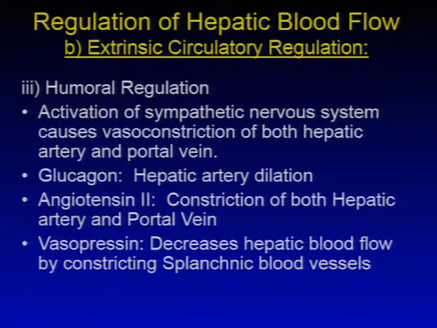Glucagon causes hepatic arterial dilatation. Angiotensin II causes constriction of both the hepatic artery and the portal vein. Vasopressin decreases the hepatic blood flow by constricting the splanchnic blood vessels.